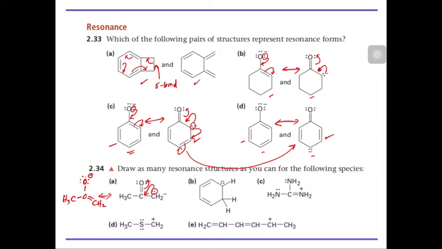In the case of C, we also have this one moving here to form this. And this one can still move its non-bonding electron to form another resonance form, which looks like this.